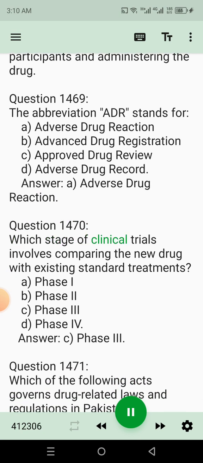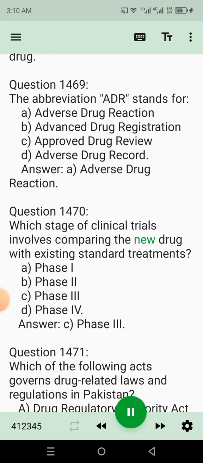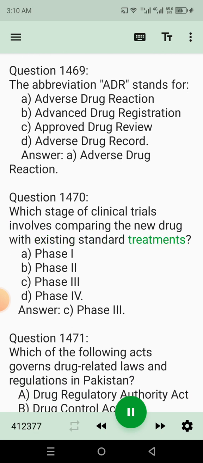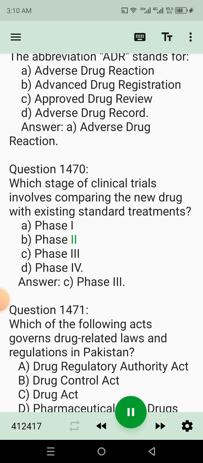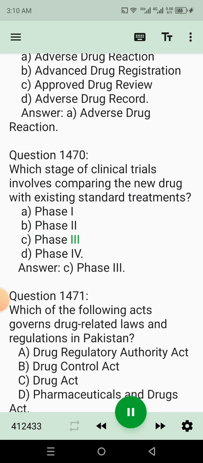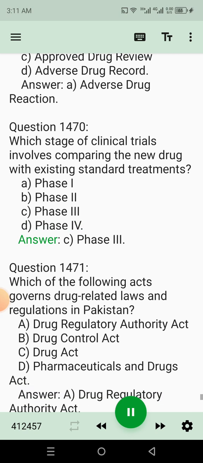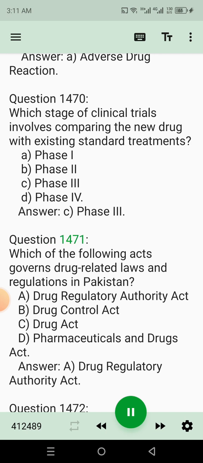Question 1470. Which stage of clinical trials involves comparing the new drug with existing standard treatments? A. Phase 1. B. Phase 2. C. Phase 3. D. Phase 4. Answer. C. Phase 3.